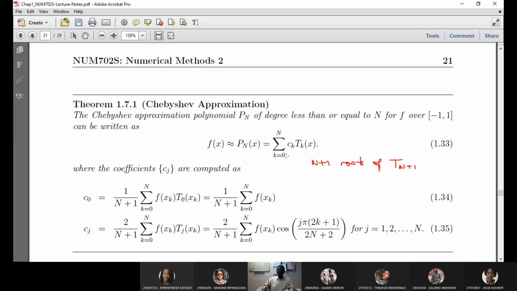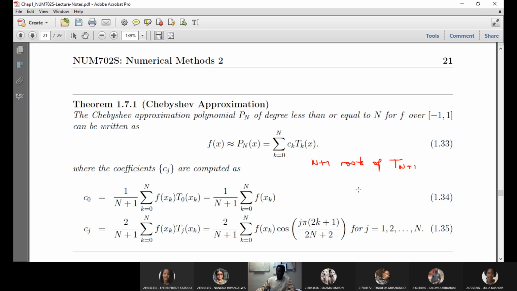So if you look at T sub n plus 1, this is a Chebyshev polynomial of degree capital N plus 1, right? So if you take this Chebyshev polynomial, it has exactly n plus 1 roots. And those n plus 1 roots are considered to be our data points, right? So we take that to be our set of data points.